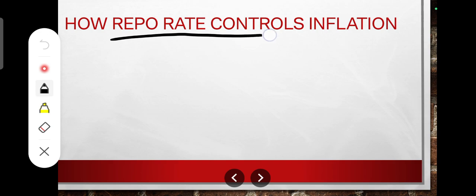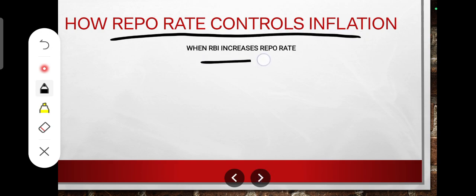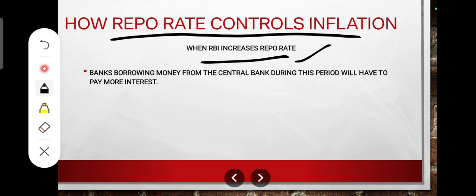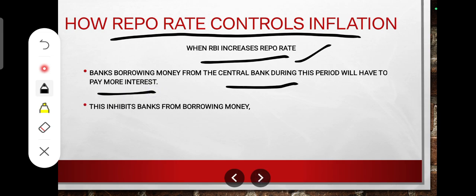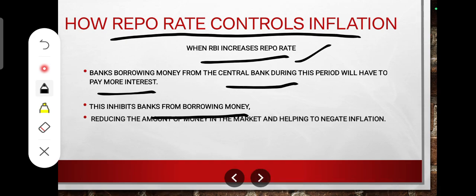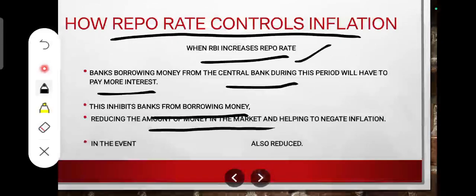Now, how is the repo rate used to control inflation? When the RBI increases the repo rate, what happens? The bank borrowing money from the central bank becomes very costly. It means the bank will be paying more interest. When banks pay more interest, they restrict their borrowings because they know the loans are very costly, so they will not take many loans. This is how the money in circulation gets reduced and inflation is controlled.